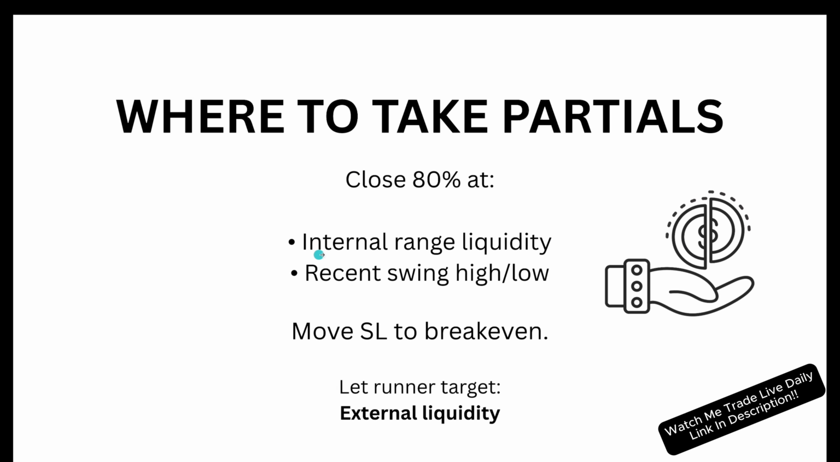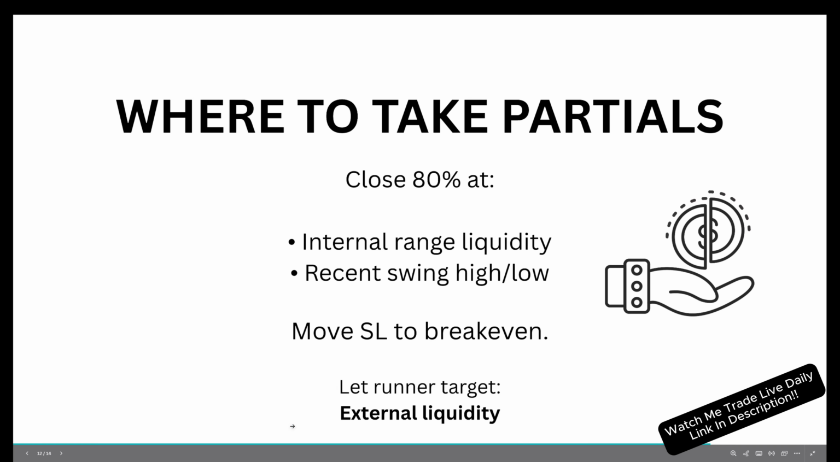So if you decide to take partials, it will be at internal range liquidity. Again, internal highs, internal lows, internal fair value gaps. Also recent swing highs and swing lows. And then as soon as you take a partial out of the marketplace, always move your stop loss to break even to essentially stop yourself from giving your profit back to the marketplace. And then you simply want to let your runner run for external range liquidity.